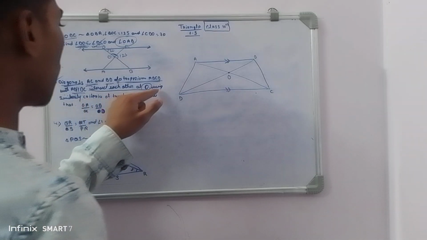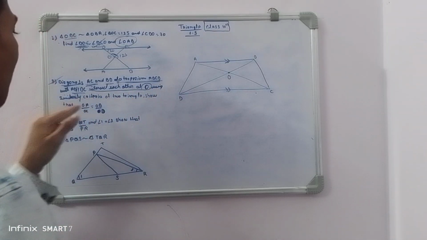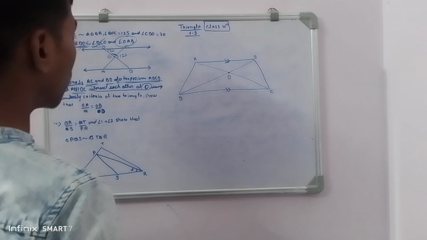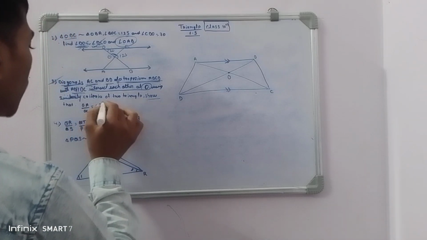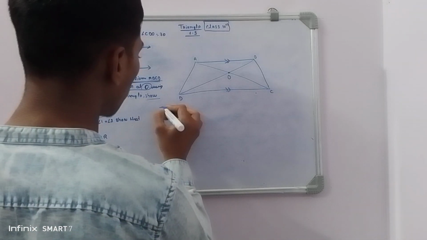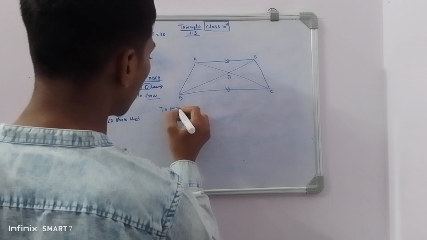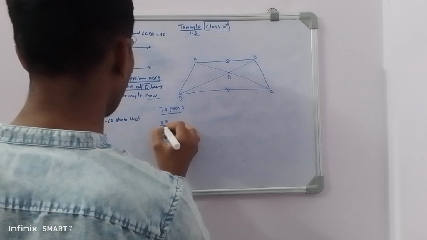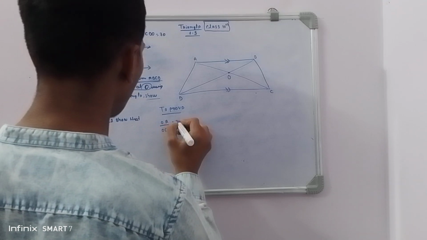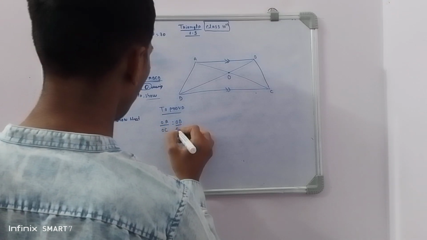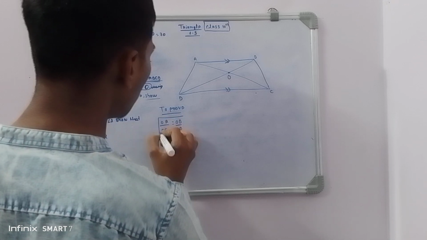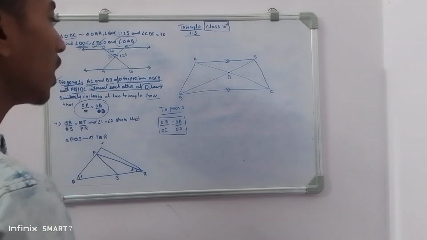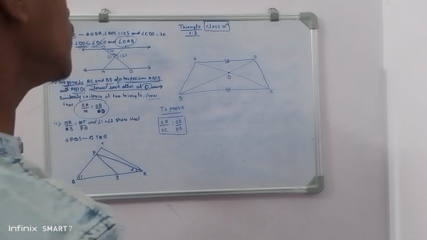Using the similarity criteria of two triangles, we have to prove that OA by OC is equal to OB by OD. So how will you prove this one?